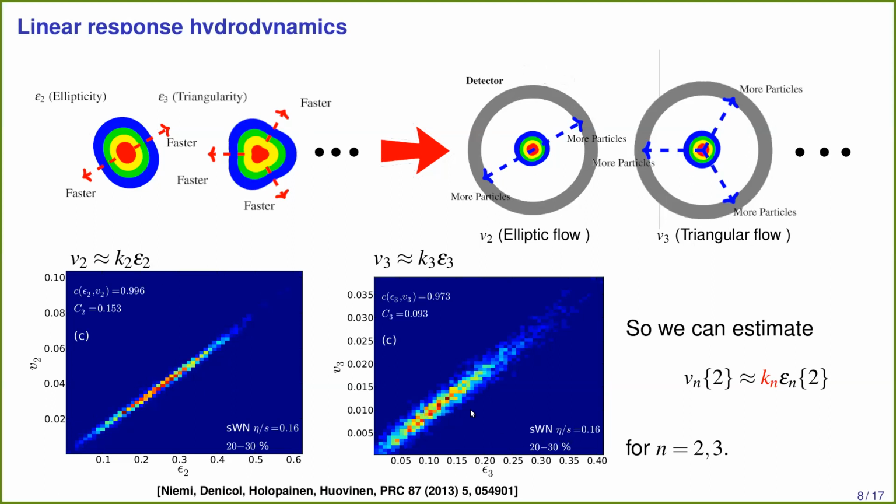Can I ask a question? Yeah. Okay, so there is a strong correlation as you demonstrate here, but it's not perfect. There is a width. So does that width enter somewhere in your analysis later?